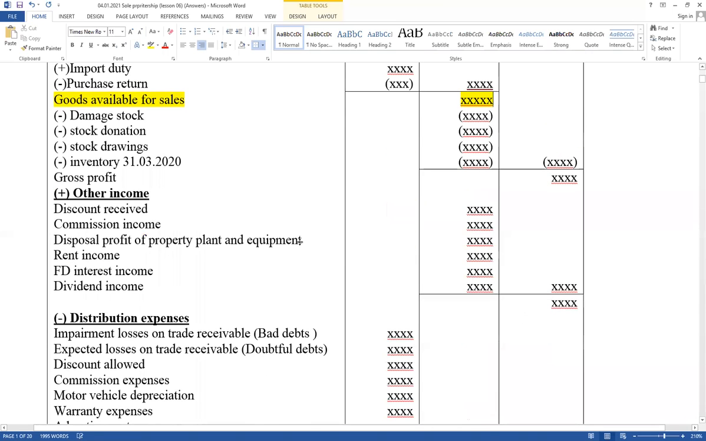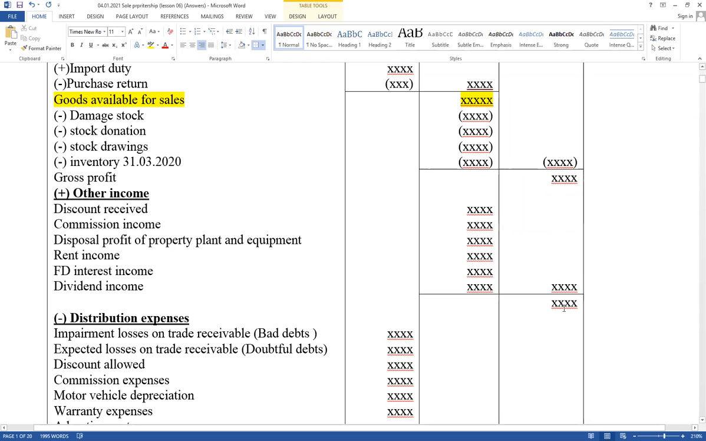After that, other income should be added. Other income should be recorded in the second column: discount receipts, commission income, and disposal profit of property, plant, and equipment. We have to discuss disposal adjustment also, and rent income, fixed deposit interest income, dividend income. All the other income should be included in the second column. Then its total value should be included in the last column. After that, gross profit plus other income, take the answer here.